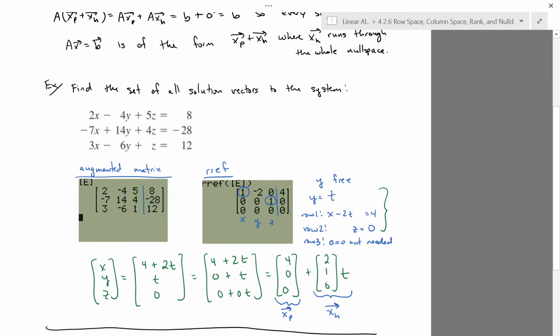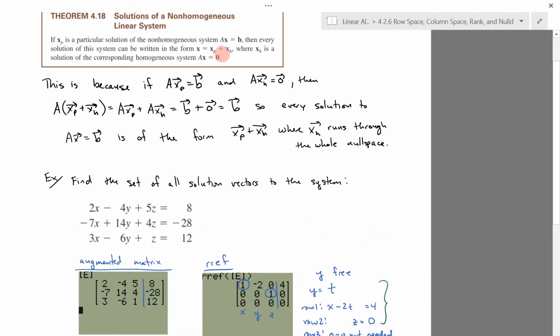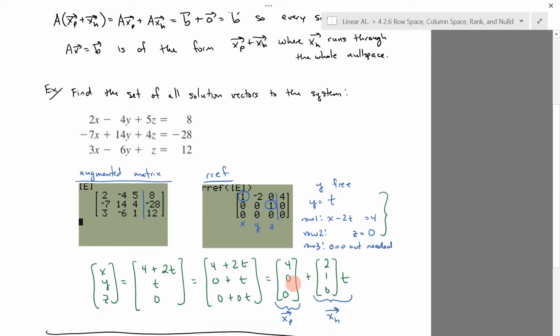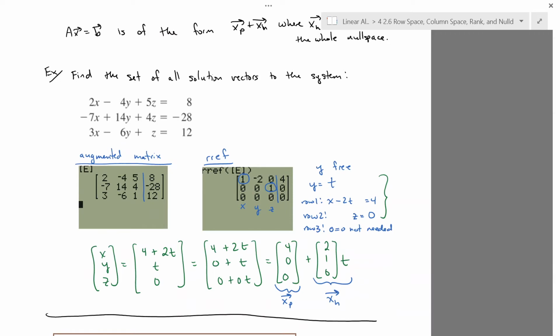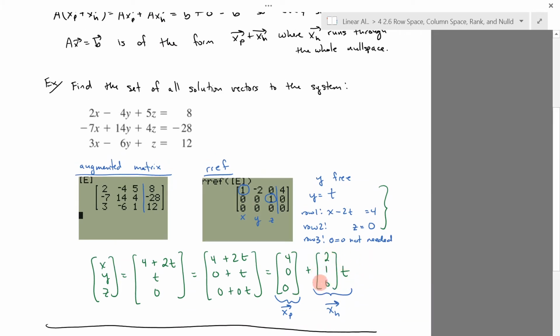And so solving for x would be 4 plus 2t, and y is t, and z is 0, right? And so if you separate the variable here, there's this constant and then the variable term, right? So if you separate the variable, then the vector with coefficient t is the homogeneous vector, this vector xh, and then the vector without the t is the particular solution. Right, so you can see that this vector is particular. This vector is the vector coming from the null space.